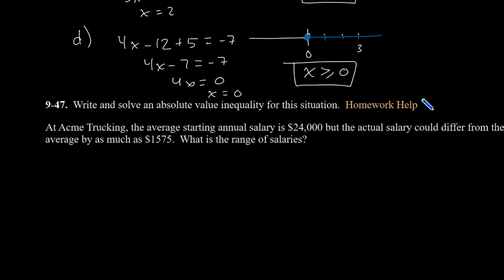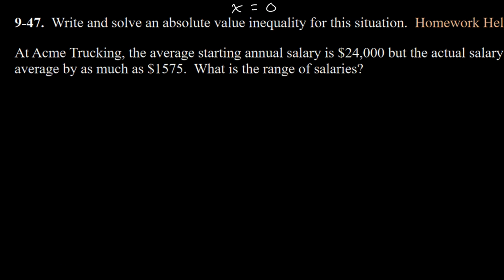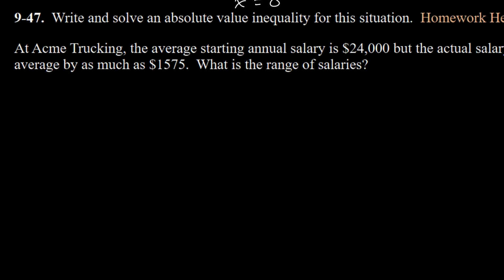Moving on to 47. Write and solve an absolute value inequality for this situation. So the thing that's tough about this problem, the problem's super easy, right? The thing that's tough is the fact that you're asked to both write and solve an absolute value inequality. Because honestly, I could think about this and I don't need an absolute value inequality. So the purpose of this is to help you think through what that looks like, because when things get more complex, then you can rely on this understanding we're trying to build here.